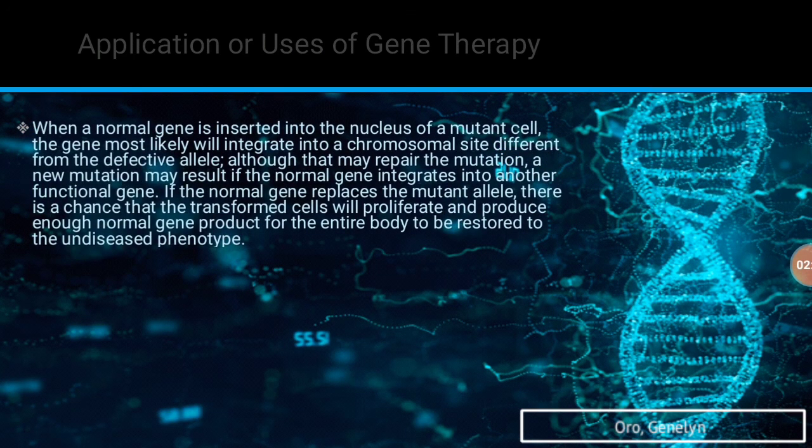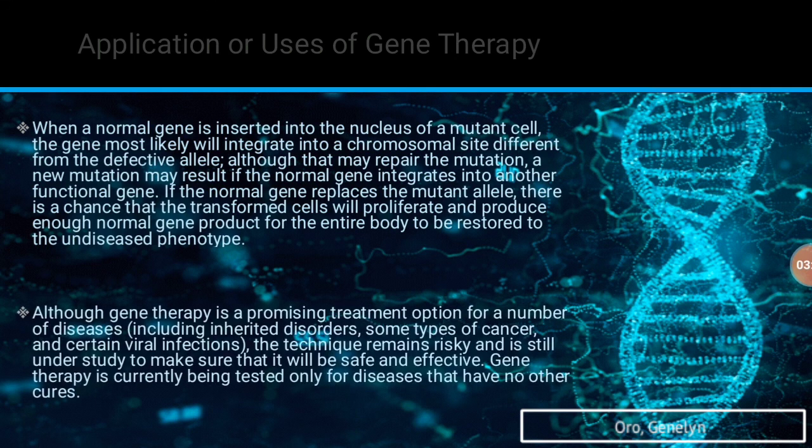When a normal gene is inserted into the nucleus of a mutant cell, the gene most likely will integrate into a chromosomal site different from the defective allele. Although that may repair the mutation, a new mutation may result if the normal gene integrates into another functional gene. If the normal gene replaces the mutant allele, there is a chance that the transformed cells will proliferate and produce enough normal gene product for the entire body to be restored to the undiseased phenotype.